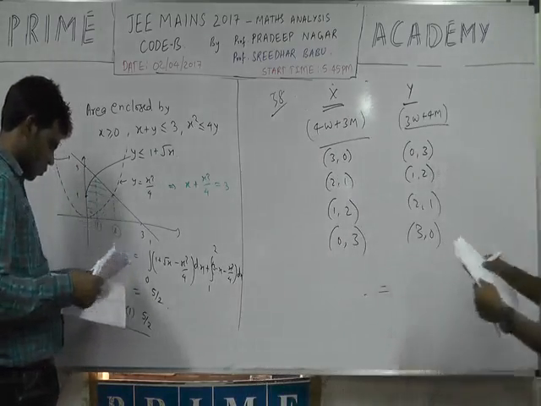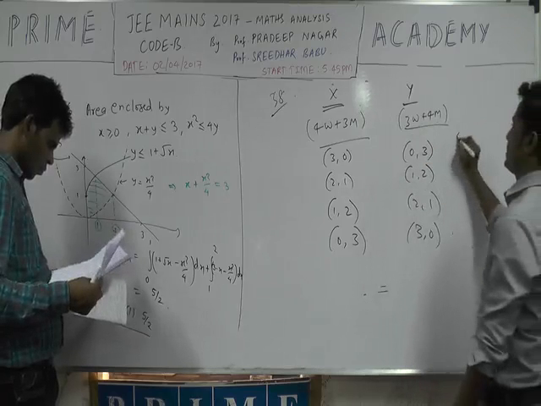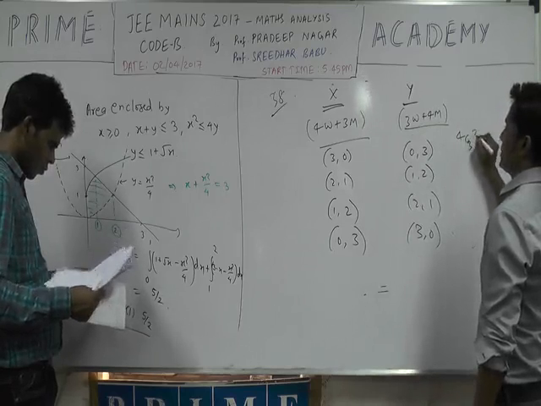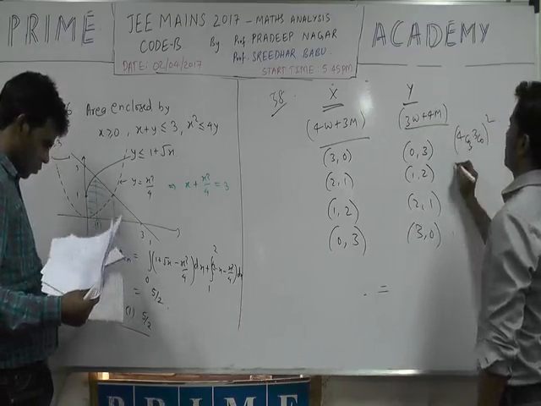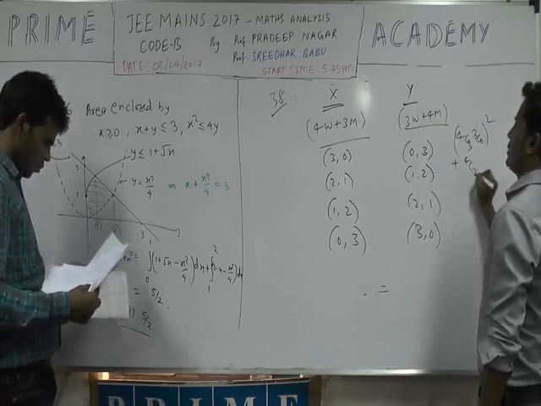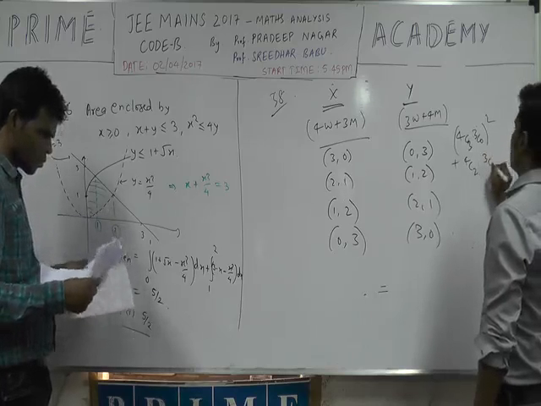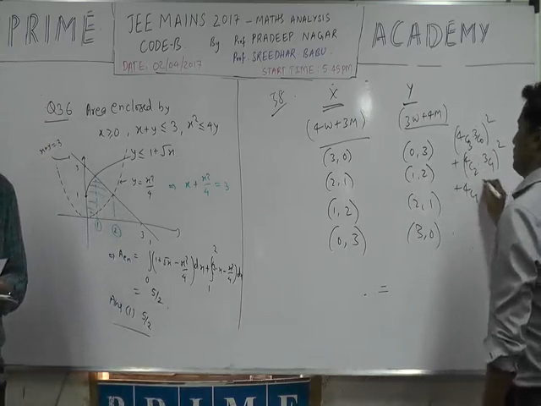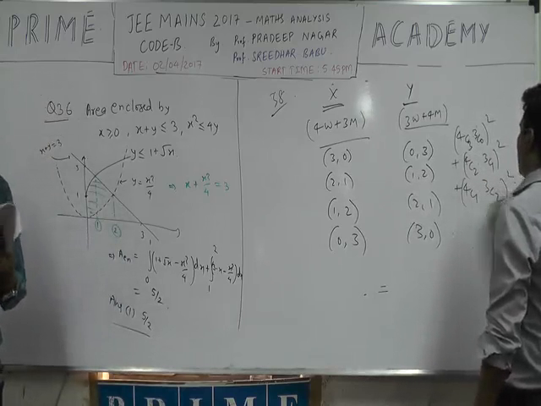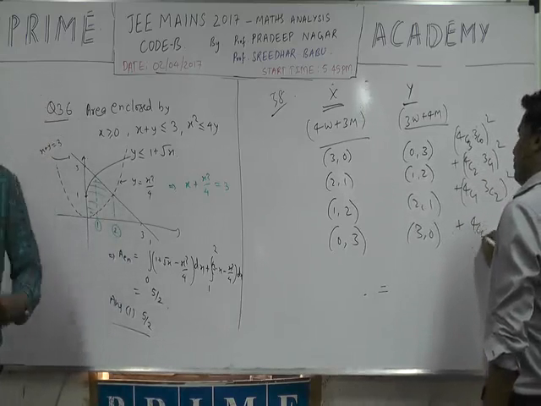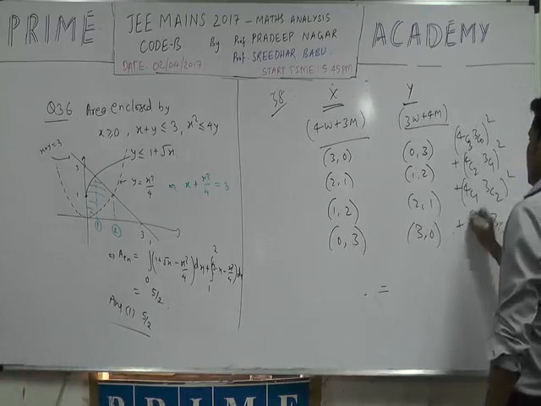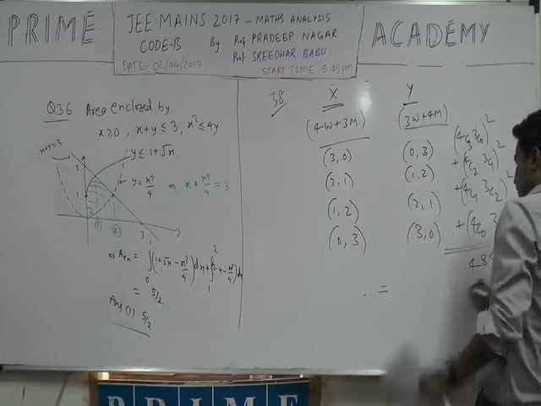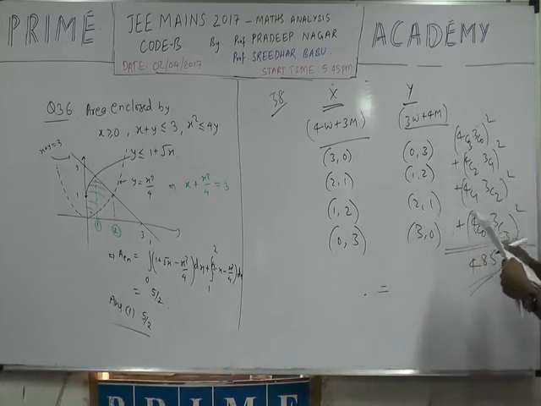Okay. So for each case, when we write the total number of ways, we will be getting (4C3 into 3C0) whole square plus (4C2 into 3C1) whole square plus (4C1 into 3C2) whole square plus (4C0 into 3C3) whole square. So when we add all these, we will be getting 485. So the answer is 2.